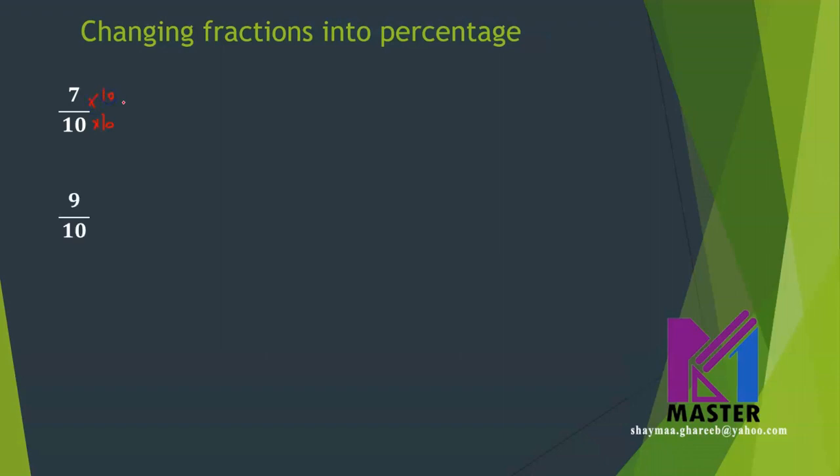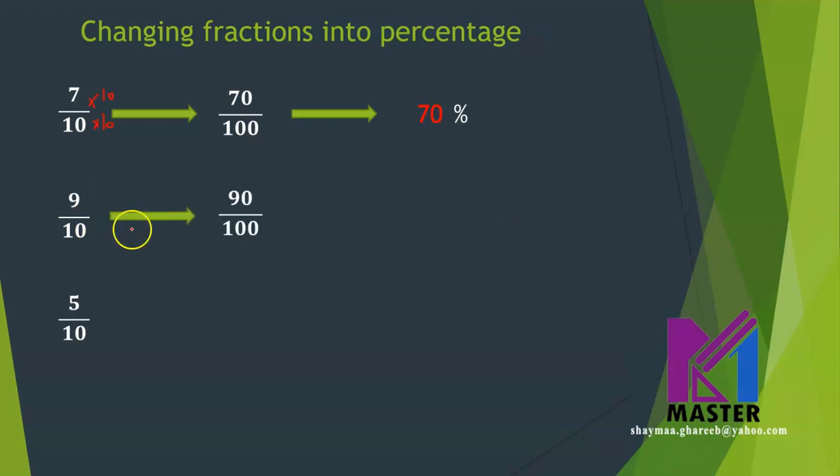So it will be 70 over 100, which is 70%. 9 over 10 will do exactly the same, 90 over 100, which is 90%. 5 over 10, it's a very easy one, 50 over 100, which is 50%. Is this clear?